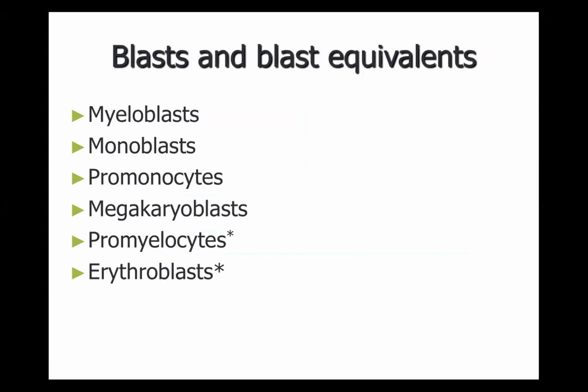There's something also called blast equivalents. These are cells that are not blasts, but they are included in the blast count. And it's important to know them because if you include them in the blast count, then the blast count might reach 20%, and you'll be able to call it acute leukemia. So those cells include promonocytes. Promonocytes are one of the most difficult cells to identify, and I'll show you pictures of those in a little bit. Other cells are promyelocytes, and these are considered blast equivalents only in acute promyelocytic leukemia. And then we have the myeloblasts, the monoblasts, and megakaryoblasts, and the erythroblasts in pure erythroid leukemia.